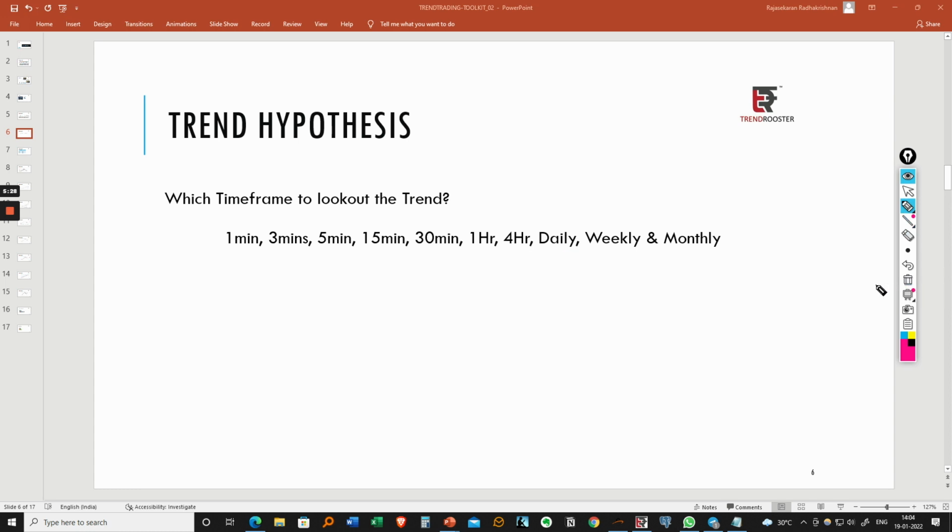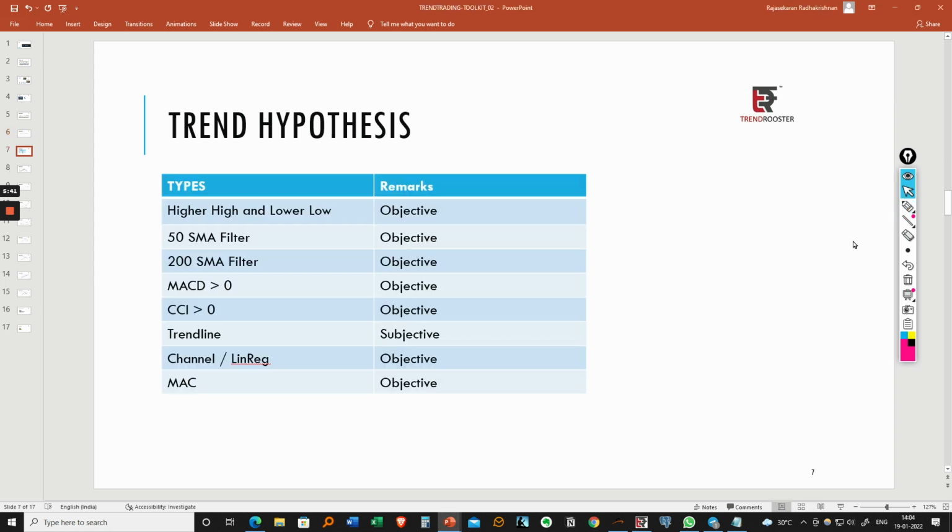Let's move on to the next slide. So we have looked at what is trend, and we also looked at what is the time frame. We will be looking at the trend, okay? Okay, so what are the methods to find the trend? There are so many methods to find the trend. I've only mentioned a few methods that I think one should know.